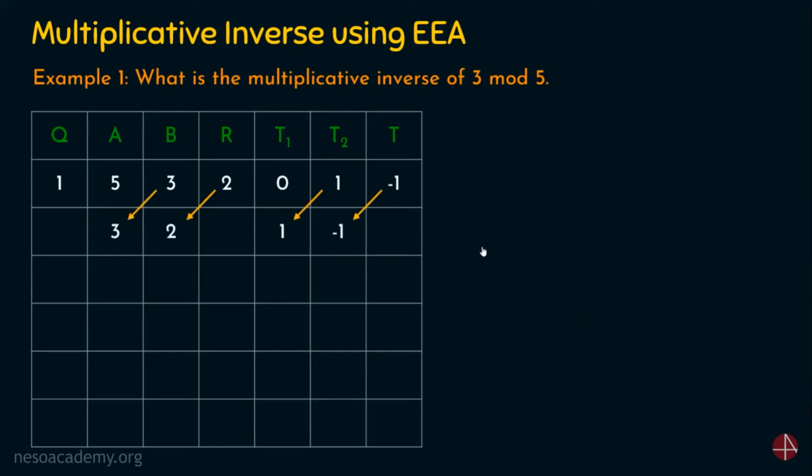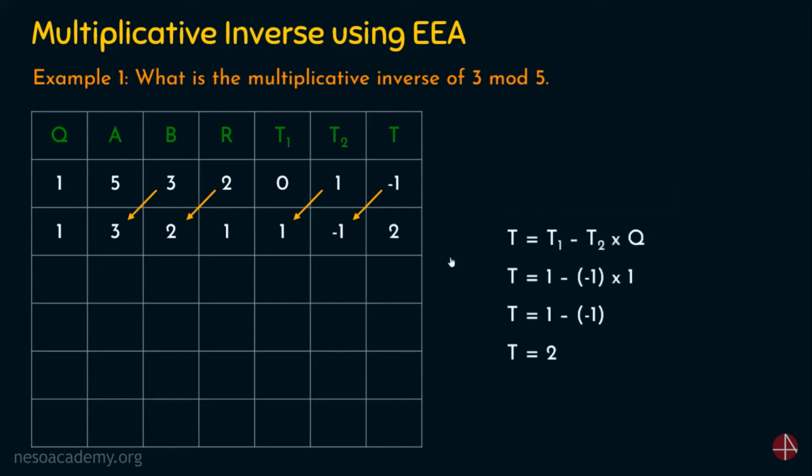Now you will drag it up. This 3 will come here, this remainder will come to B, the T2 value will come to T1 and the T value will come to T2. Now 3 divided by 2: the quotient will be 1 and the remainder will be 1. For this, again you calculate the T value: T1 minus T2 into Q. Here T1 is 1, T2 is minus 1, and the quotient is 1. So 1 minus minus 1 into 1, minus into minus is plus, so T equals 2.